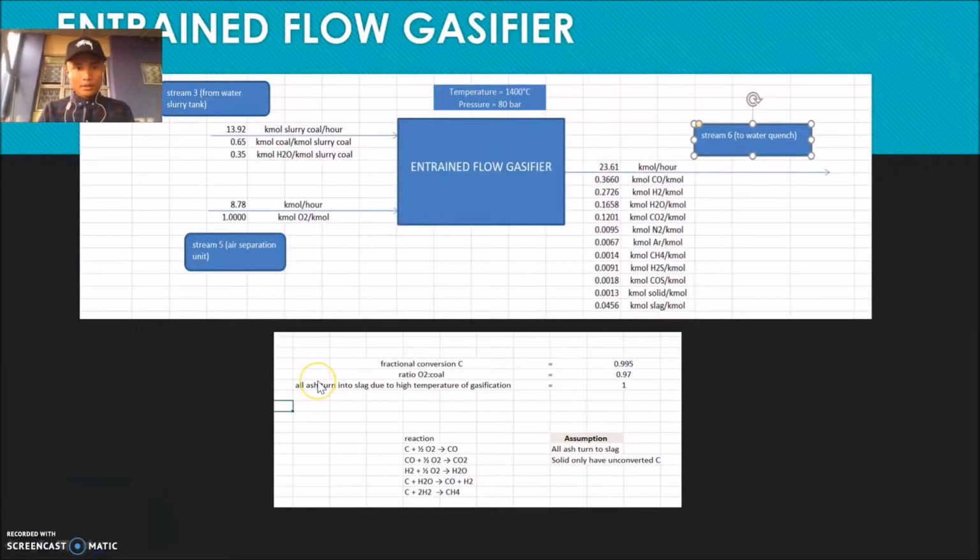Next, the entrained flow gasifier is used to burn the coal, which is fed with water and pure oxygen. In this gasifier, the fractional combustion of C is 99.5%. The ratio of pure oxygen to coal is 0.997, and its efficiency is such that it turns all the ash into slag. These are the reactions in the flow gasifier.